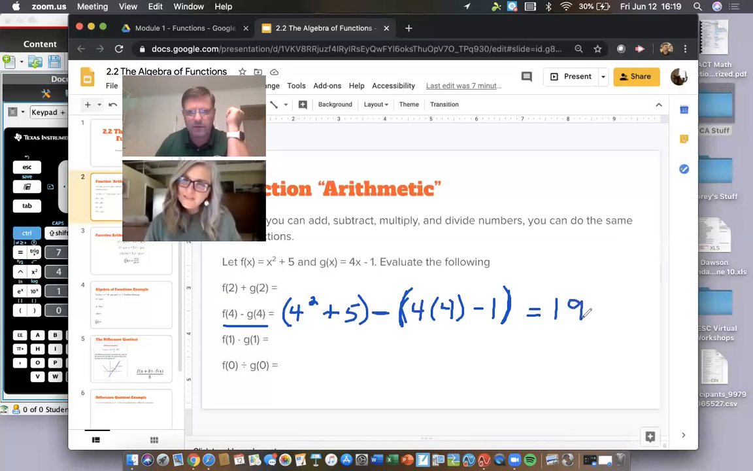15? 16 plus 5 is not 19. No, it's 21. I don't want to erase it all, I just want to erase the 19. What did I say it was? 21? Last time I checked, it should have been 21. Yeah, that's right. Thank you.